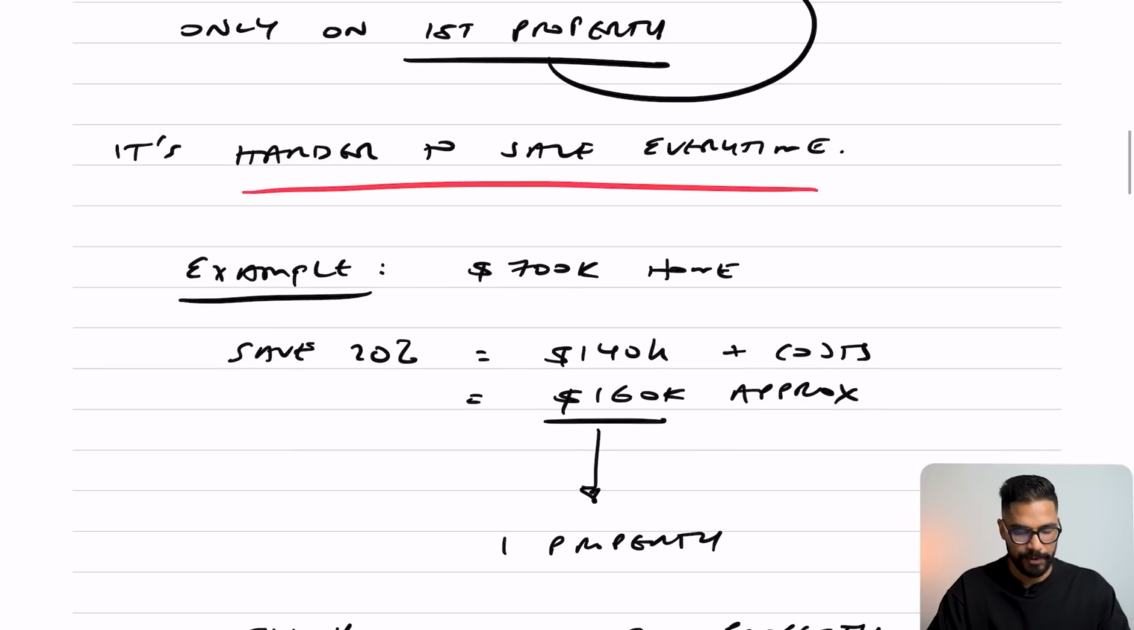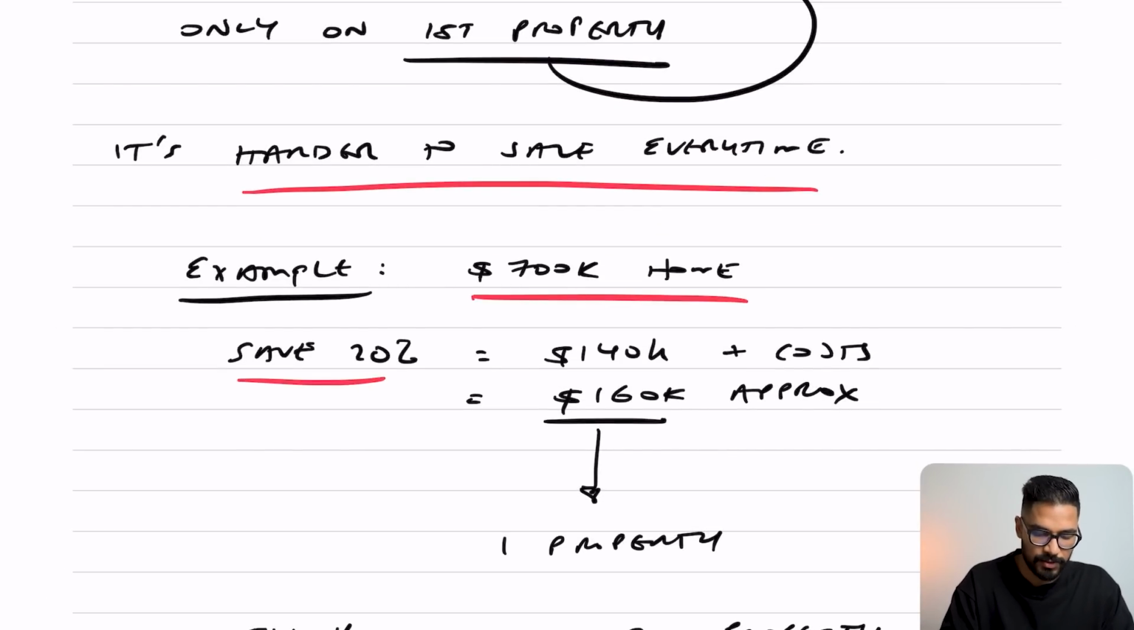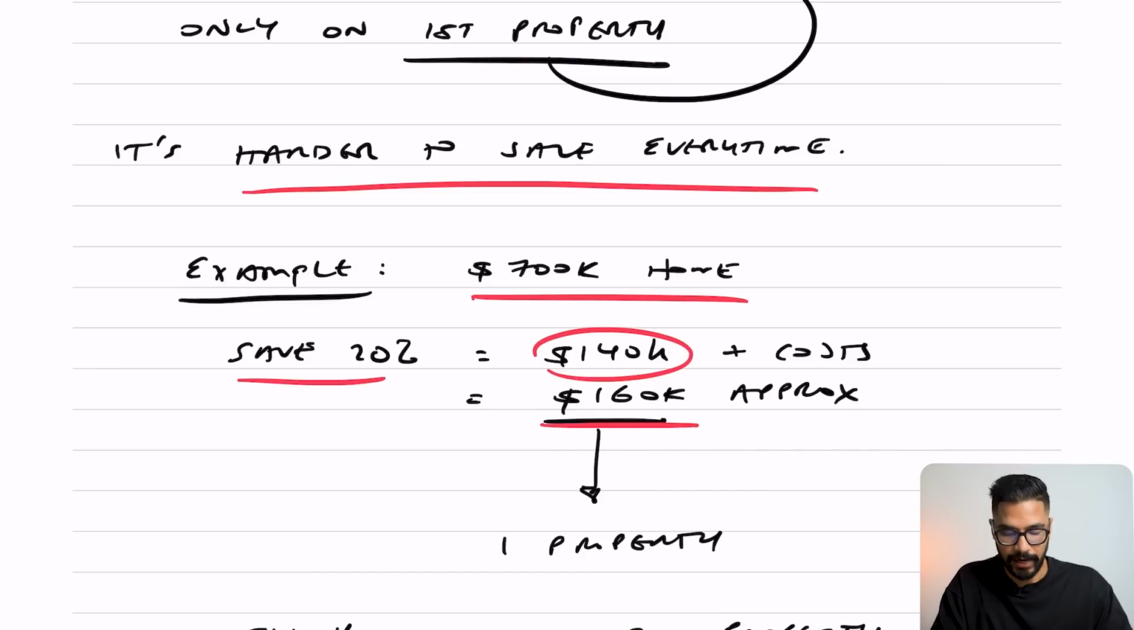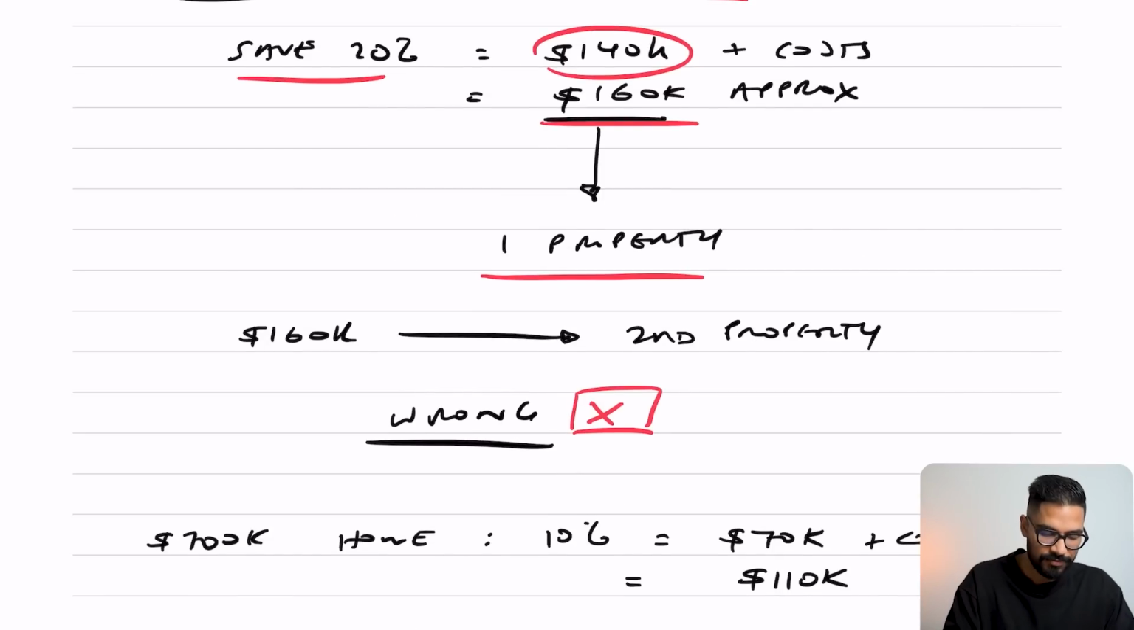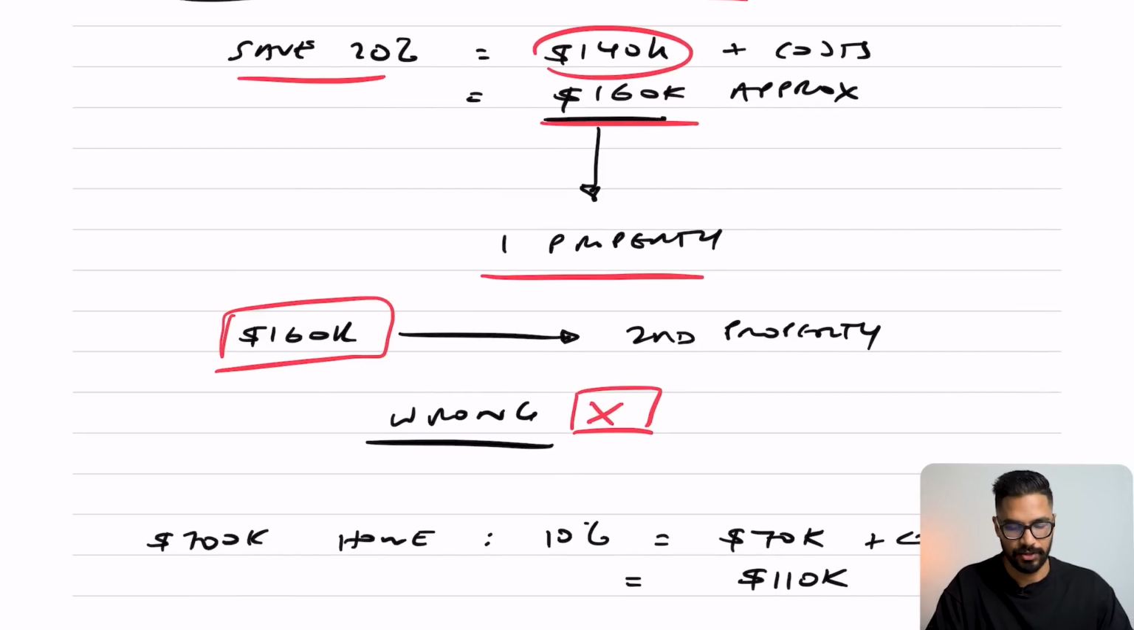And so here we've got an example. Person goes out to buy a 700K home. You save a 20% deposit, which is about 140,000 plus costs. So that total is about 160K. That then converts it to one property. So $160,000 buys you one property. Now, what you'll have to do is go, I'm going to have to save another $160,000 to buy my second property. Now, imagine this. It takes you 7 years to save the 160K, right?